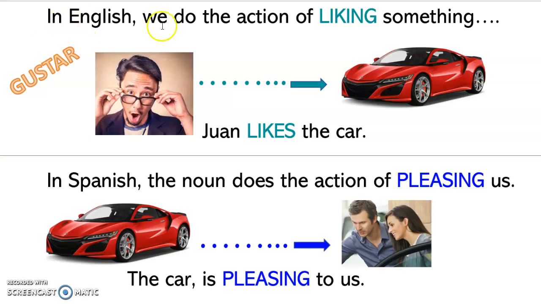So in English, we do the action of liking something. For example, Juan likes the car. Juan's doing the action of liking the car. But in Spanish, it's backwards. The noun actually does the action of pleasing us. So if I want to say we like the car, I would say the car is pleasing to us.